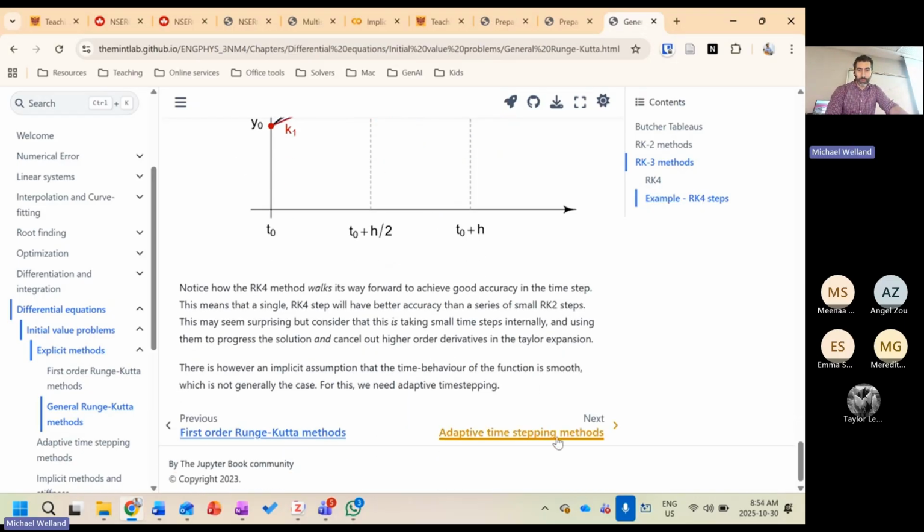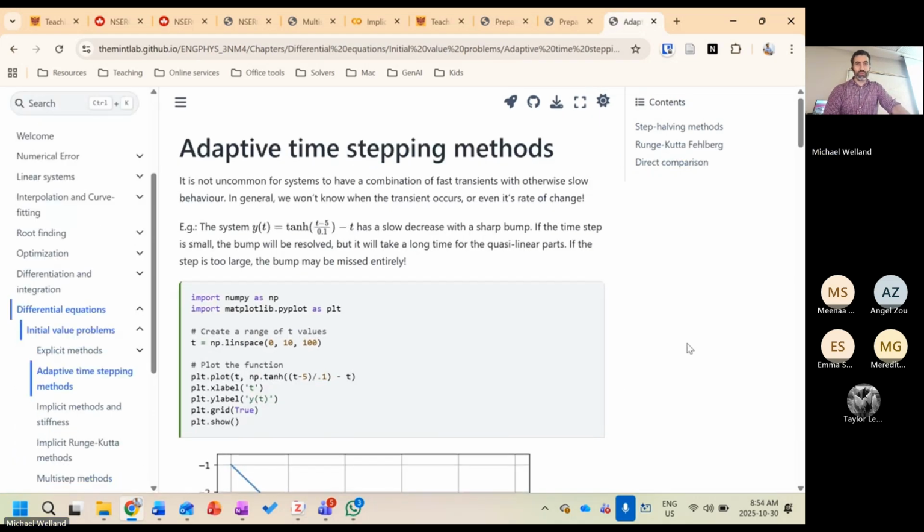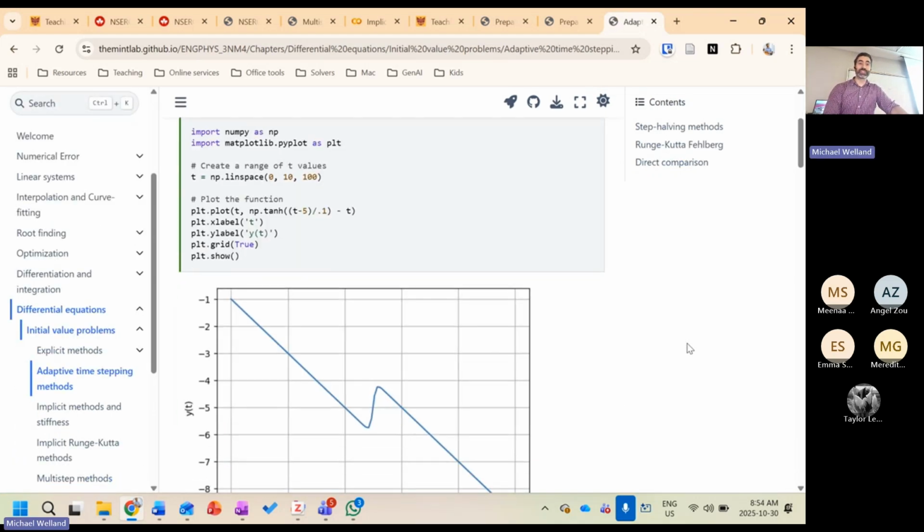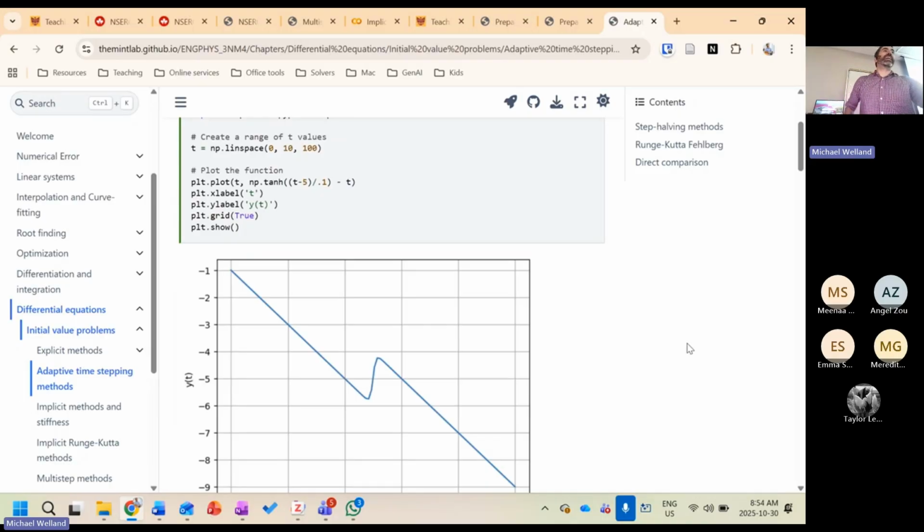All right. So this is an example of a case where you would need adaptive time stepping. First of all, adaptive time stepping is great because sometimes functions do slow things, and then all of a sudden they do fast things, and then they do slow things again. And by sometimes, I mean almost always.